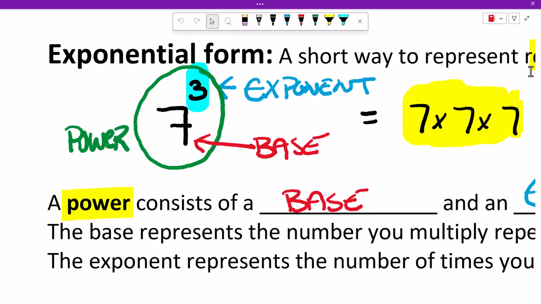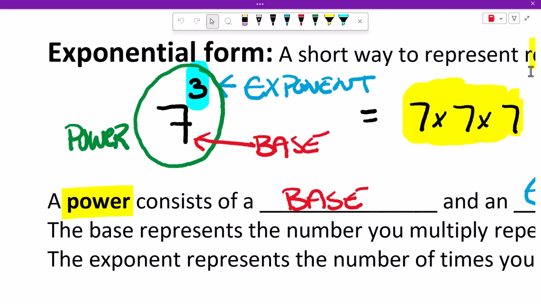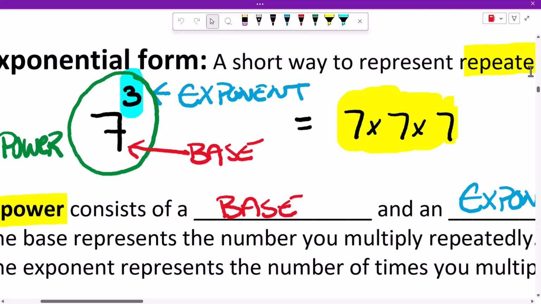Then they may say, can you tell me what this represents? It's asking, what is the multiplication for this? So for the multiplication, the base, the big number, is what's getting repeated. And how many times it gets repeated, you're told by the exponent. So the 7 gets repeated 3 times. So you have 7 times 7 times 7, and that one is called the repeated multiplication. So the exponent tells the base to get repeated.